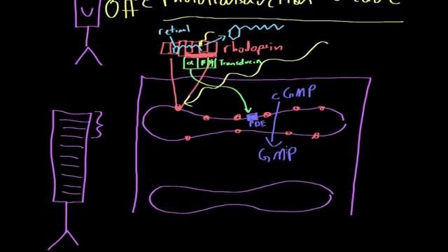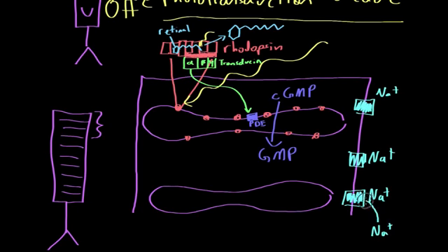And the reason that this is important is because there's another channel over here. So there's a whole bunch of these sodium channels, and they're all over the cell. And basically what they let the cell do is they allow the cell to take in sodium from the outside. So let's just say there's a little sodium ion, and it allows it to come inside the cell.